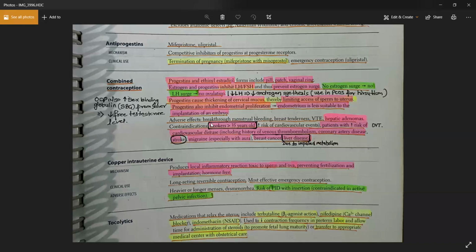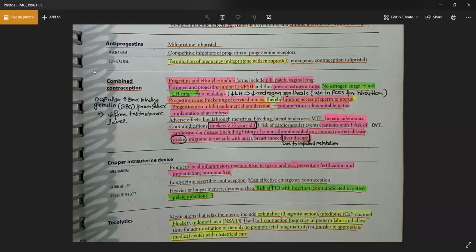Yeah, very important. If you give the patient OCPs, that means the estrogen, this will increase the steroid hormone binding globulin, right? Yes. This will lower the level of free testosterone. Okay. And that's why these drugs are very much helpful in the PCOS also, to prevent the hirsutism, right? Yeah.